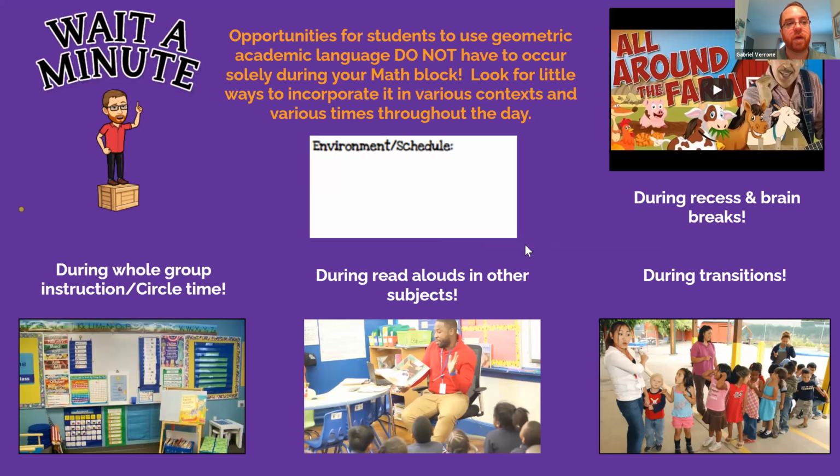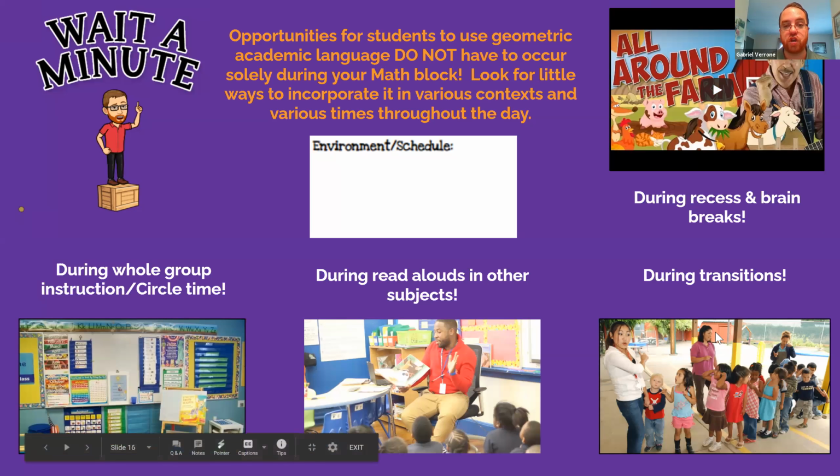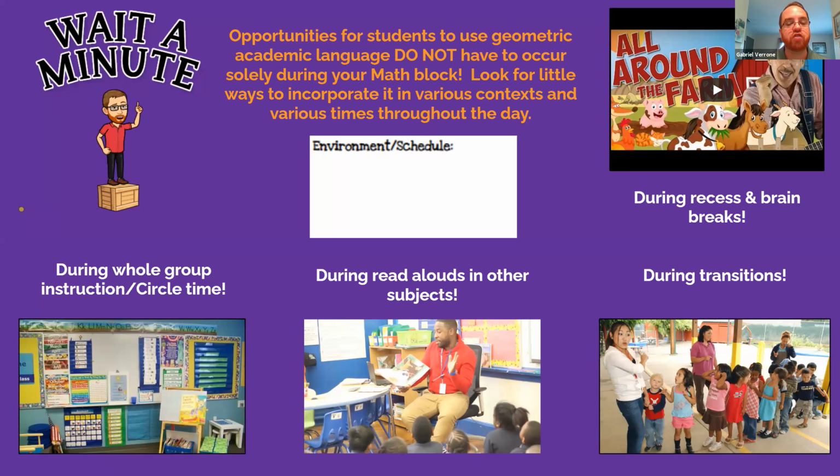Last thing I want you to think about is that, and this is why I put environment and schedule in the planner, opportunities for students to use geometric academic language don't just have to happen during your math block, right? They can be incorporated throughout the day. So when you're taking a brain break or doing recess, right, go ahead and play them a song and sing about shapes, locate shapes, right? When you're transitioning, you might say, okay, the first, raise your hand if you can name the attributes of a triangle.